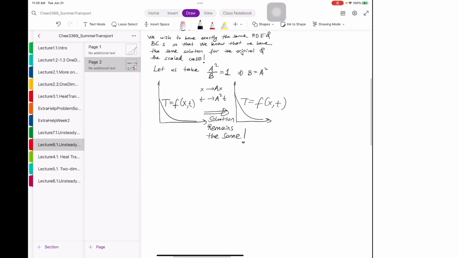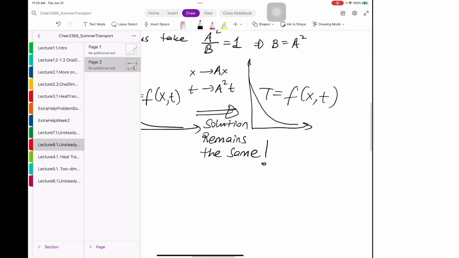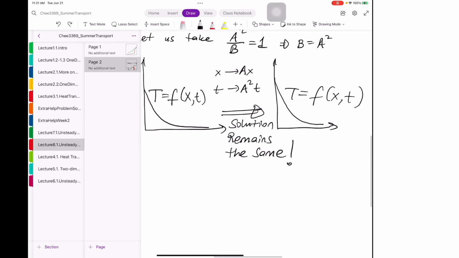I repeat it again. If you take the scaling factor of t to be a squared and the scaling factor of x to be a, then you get exactly the same differential equation with exactly the same boundary condition, meaning that you have exactly the same function, the same solution, the function that solves the equation. So the solutions in the two cases are the same.